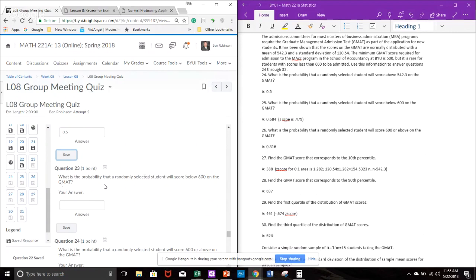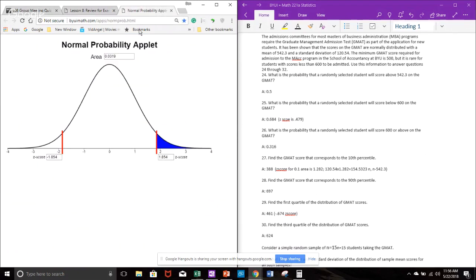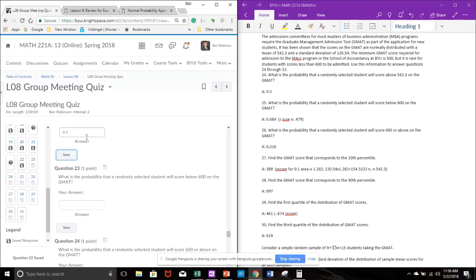Then, what is the probability the randomly selected student will score below 600 on the GMAT? You have to find your Z score here. That was 600 minus 542.3, and then divide that number by 120.54. The Z score was 0.479. When we put in the Z score here, we were able to figure out the answer, and it was 0.684.